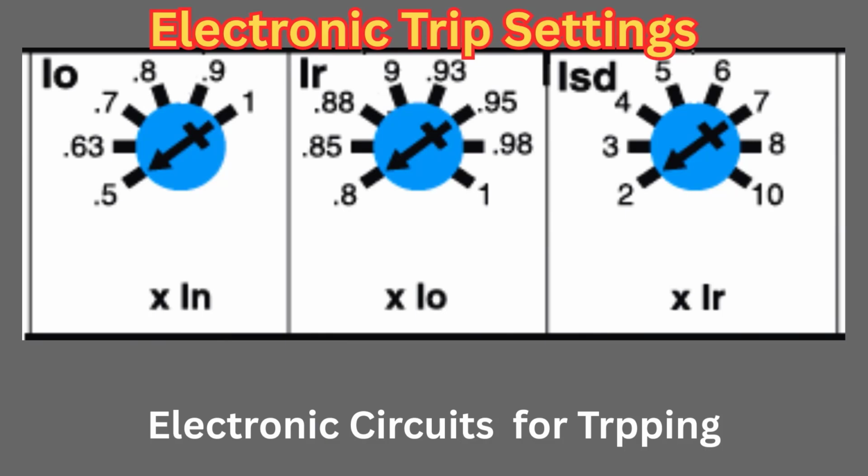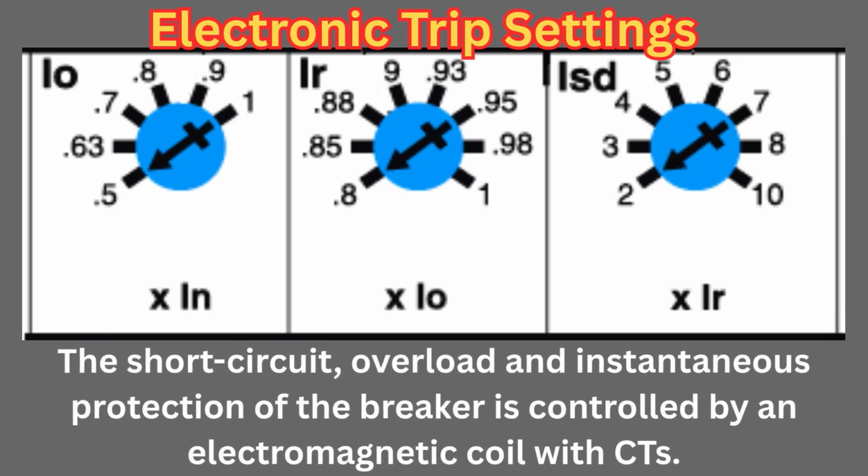Electronic trip settings. Electronic circuits for tripping short circuit, overload, and instantaneous protection of the breaker are controlled by an electromagnetic coil with CTs.